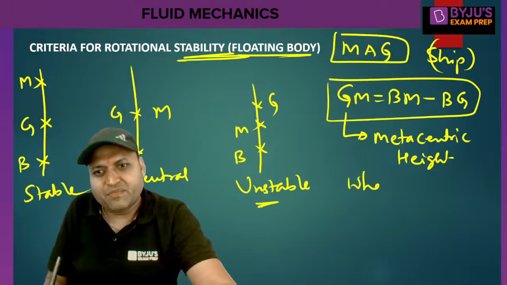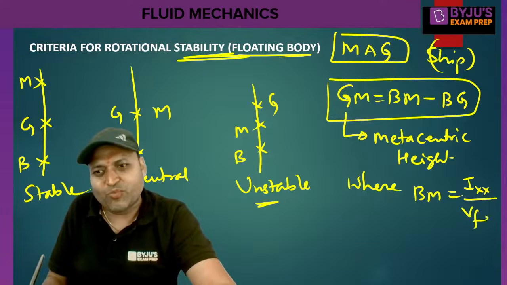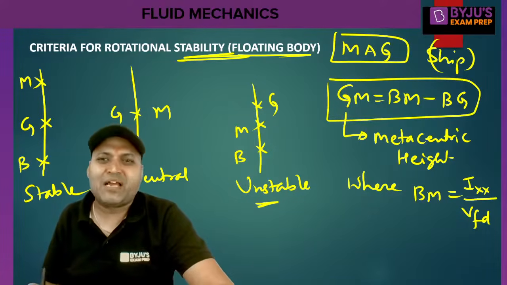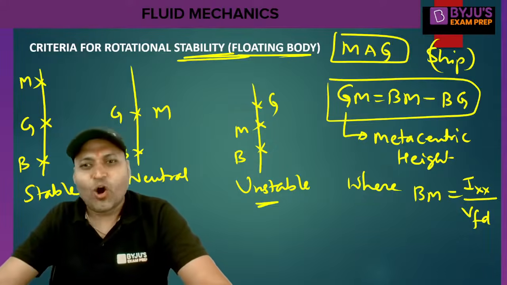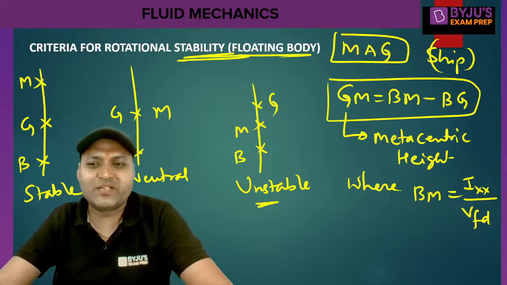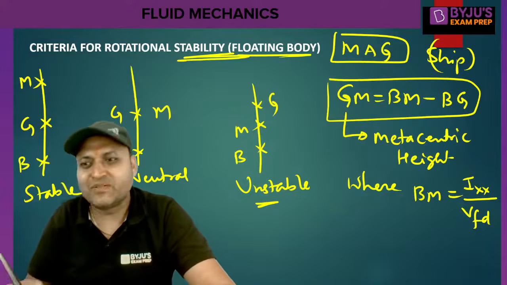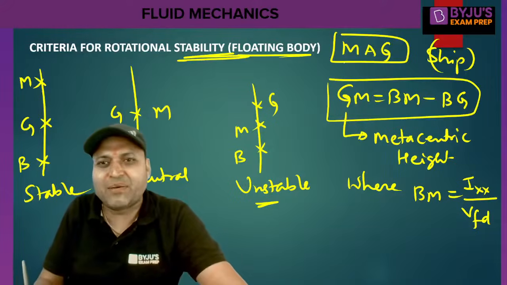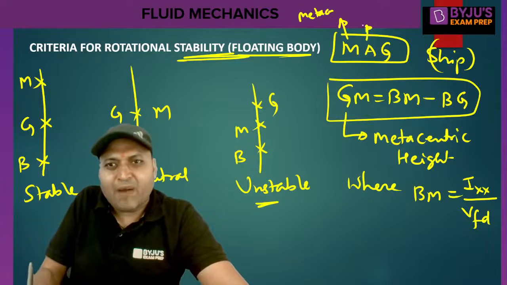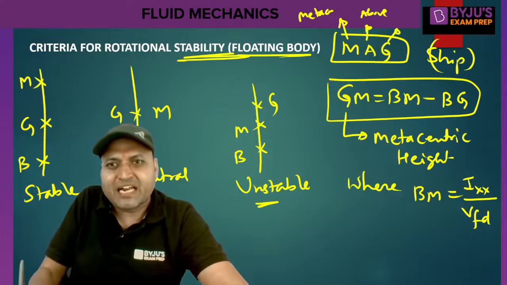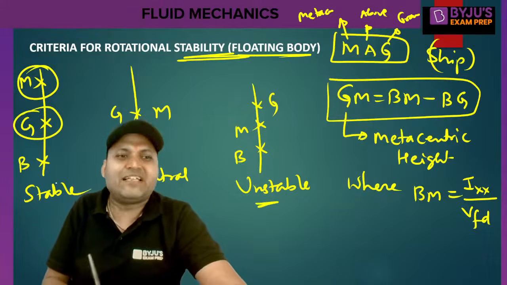How to find out BM? BM is calculated by Ixx upon the volume of the displaced fluid. BM can be calculated from this formula, where Ixx is the area moment of inertia of the horizontal section of the floating body at the fluid surface. M means metacenter, A for above. This is the trick. M for metacenter, A for above, and G for center of gravity. If the metacenter is lying above the center of gravity, then it is stable.